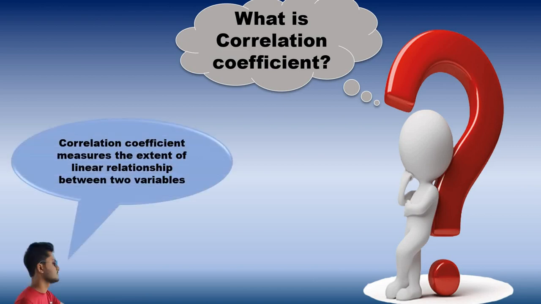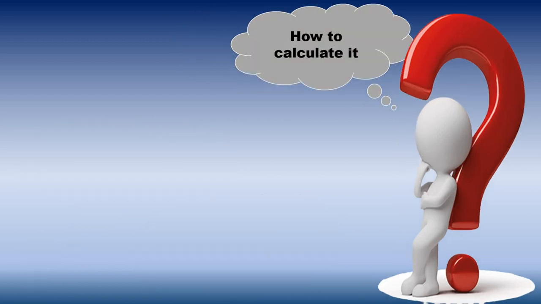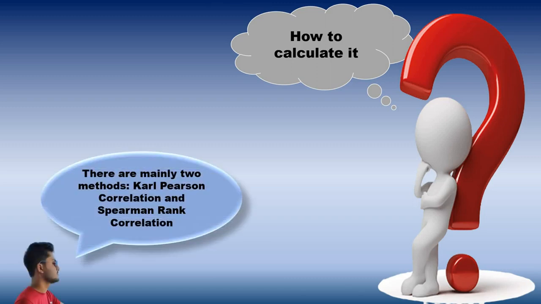Let me explain. The correlation coefficient measures the extent of linear relationship between two variables. It is denoted by r and ranges from -1 to +1. The next question that comes to mind is how to calculate the correlation coefficient. There are mainly two methods: the first one is Karl Pearson correlation and the second one is Spearman-Rank correlation.